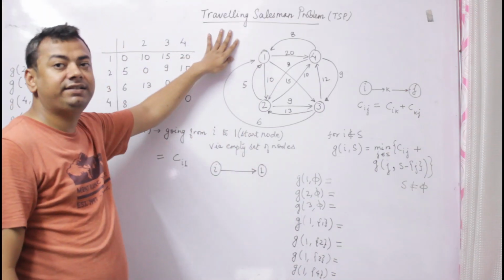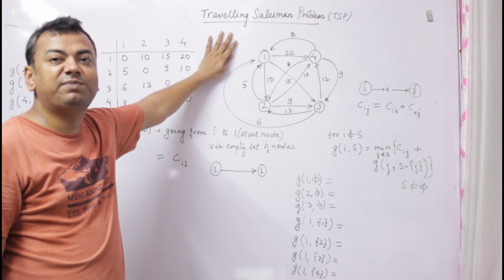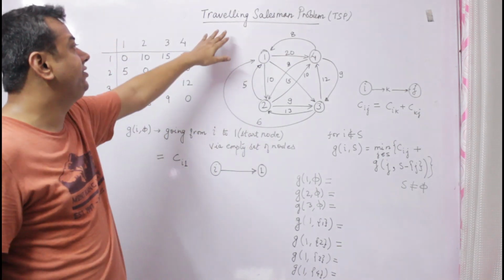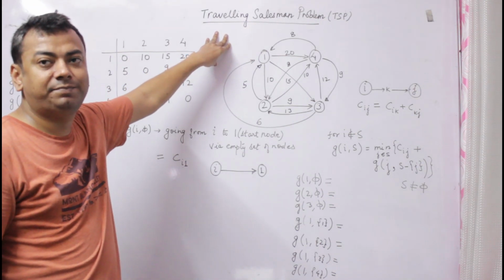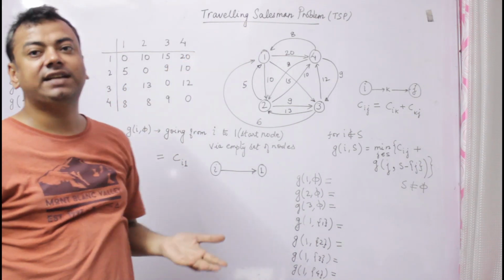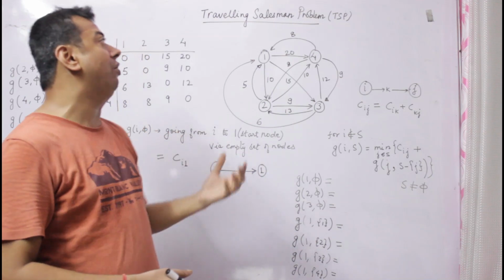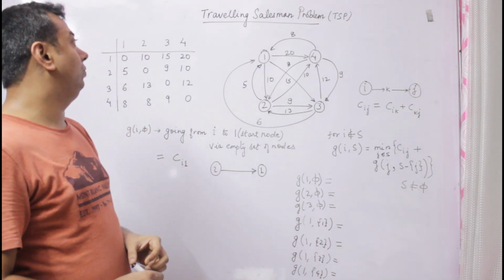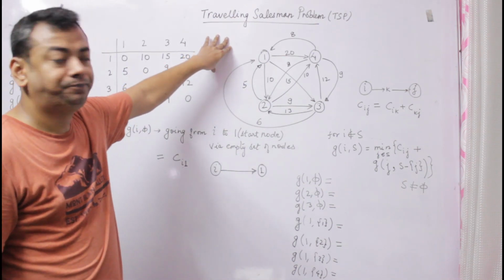We will see the traveling salesman problem. This traveling salesman problem is an NP-hard problem, and basically it is a Hamiltonian cycle plus the minimum cost of that Hamiltonian cycle. So what exactly is the problem?